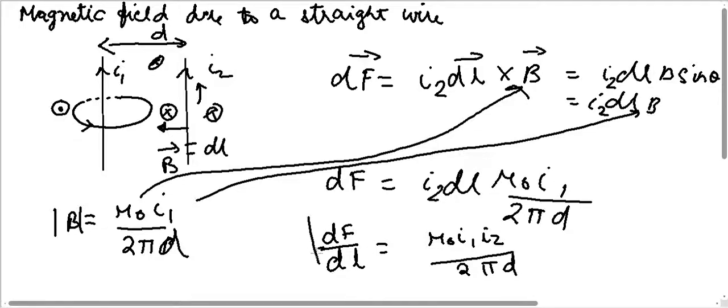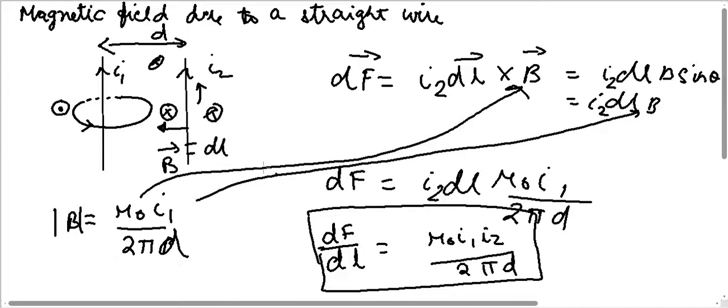So this gives us a very important and useful formula. It says that whenever I place two current carrying wires near to each other separated by a distance d, they exert a force on each other. The force may be either attractive or repulsive.